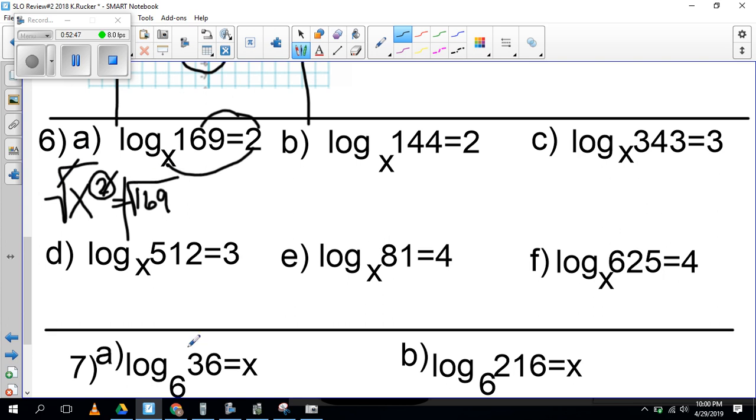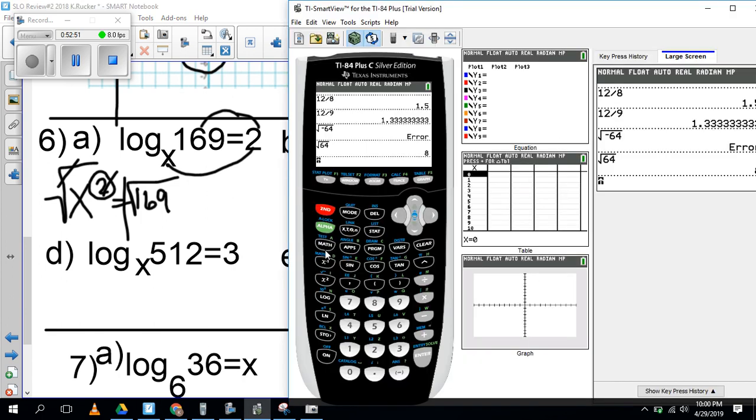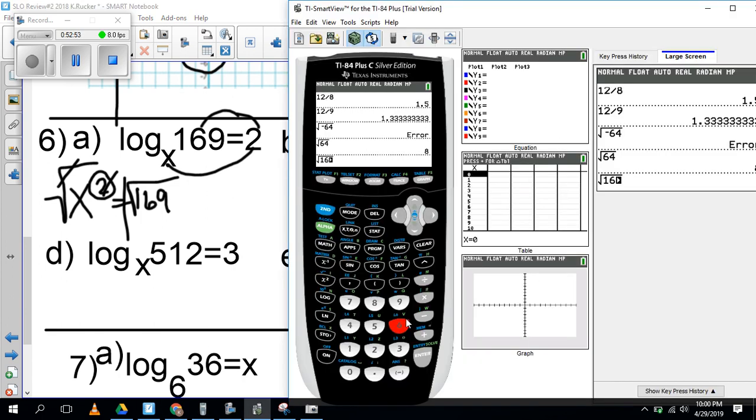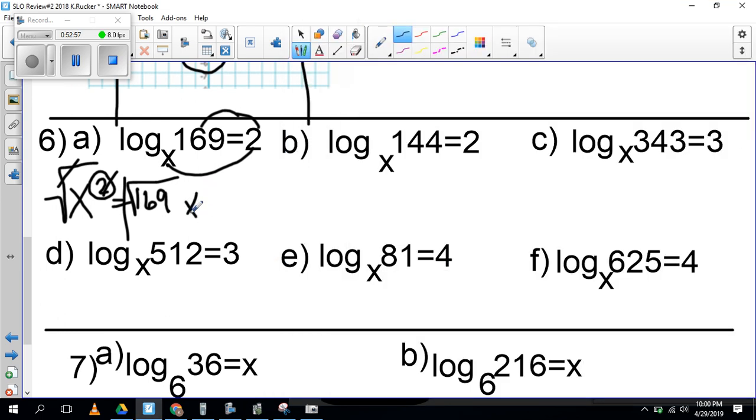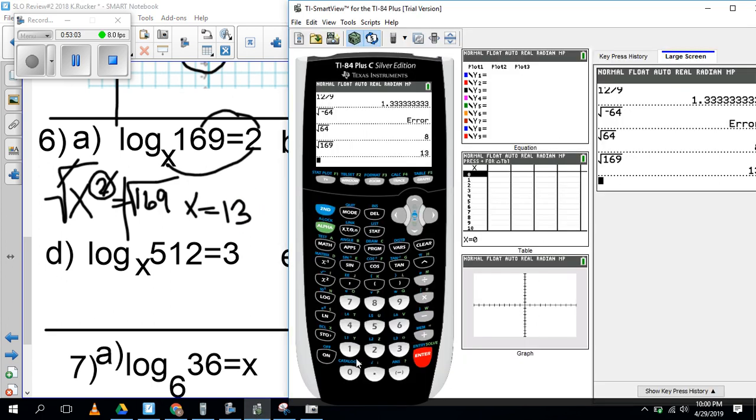So we can take the second square root of 169, and we get 13. So x equals 13. So 13 times 13, or 13 to the second. So let me show you. So 13, just to check it, to the second should give us 169. There we go. Okay, so let's try one more.